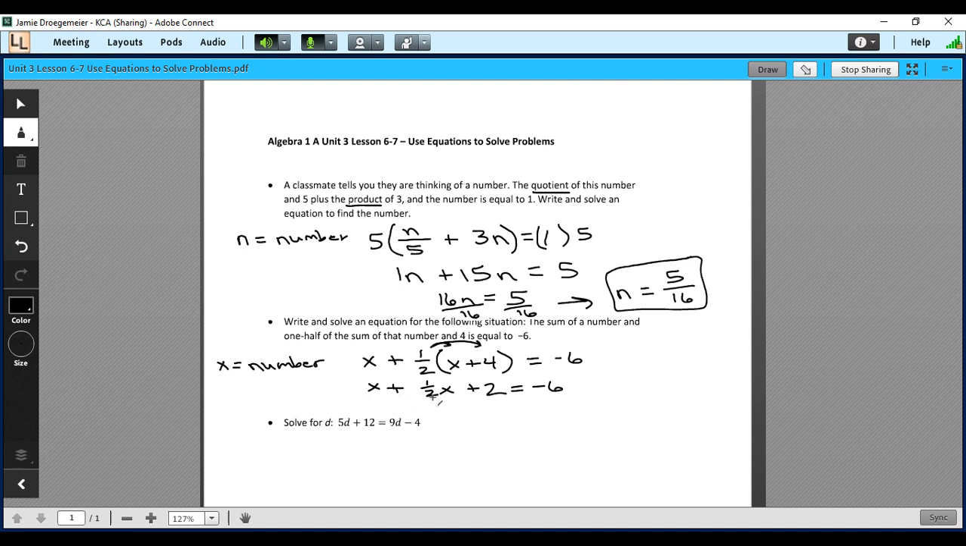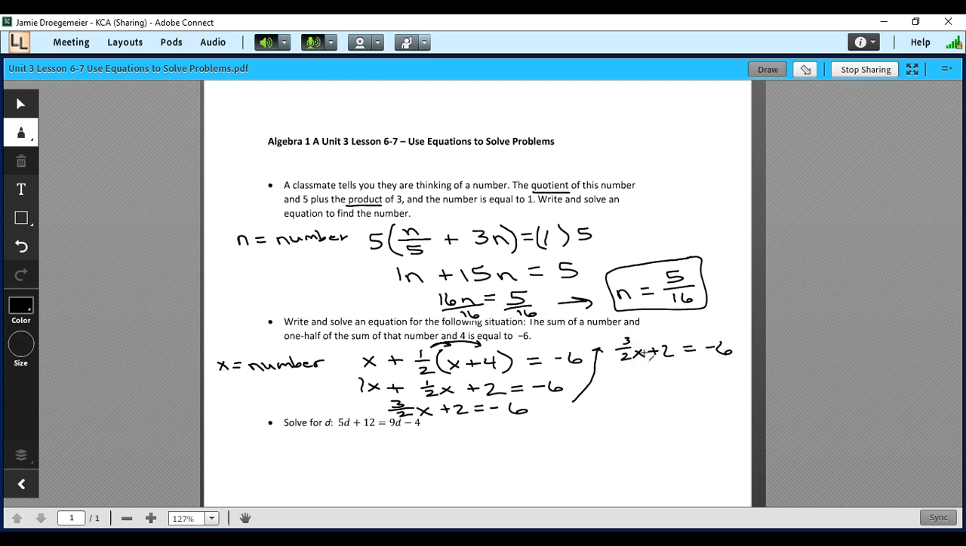So then, like terms, I have an x here. Remember, that's 1x plus 1/2 x. So if I add those together, that's 1.5 x, or as an improper fraction, that would be 3/2 x plus 2 equals -6. I'm going to rewrite this over here just so I have some more room to work. So right now we're at 3/2 x plus 2 equals -6.